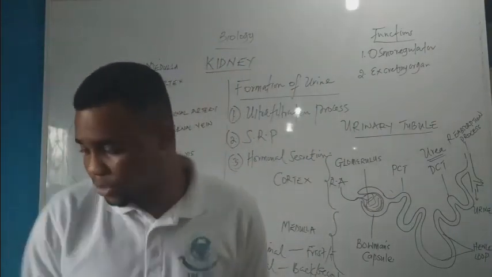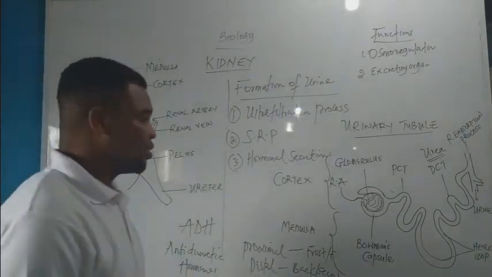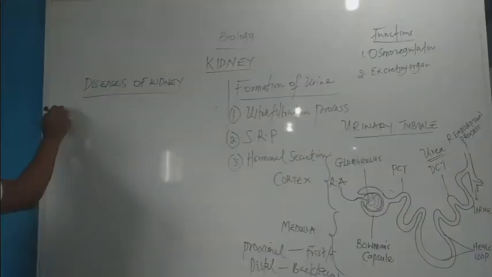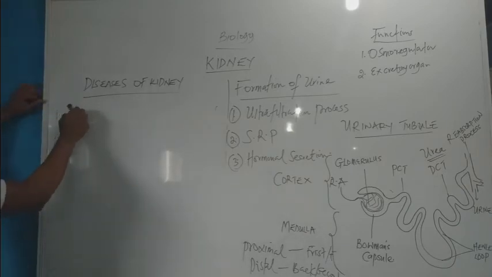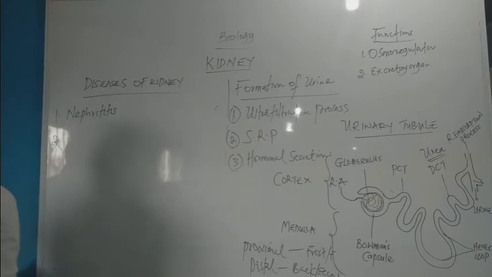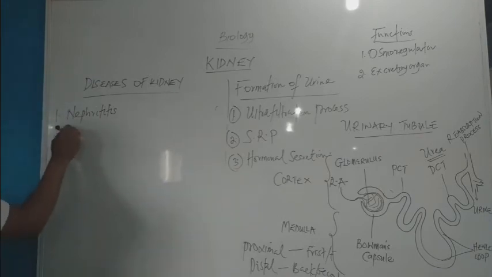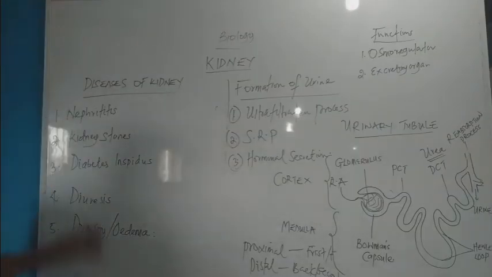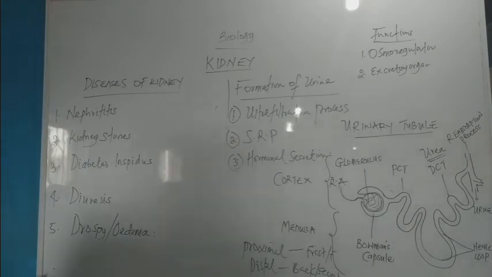Now let's go to what? Disease found in the kidney. There are numerous diseases of the kidney. Number one is the nephritis, kidney nephritis. And number two is what? The kidney stones. Now, I will explain the diseases of the kidney as the following. Now, look at it now. The first one is what?